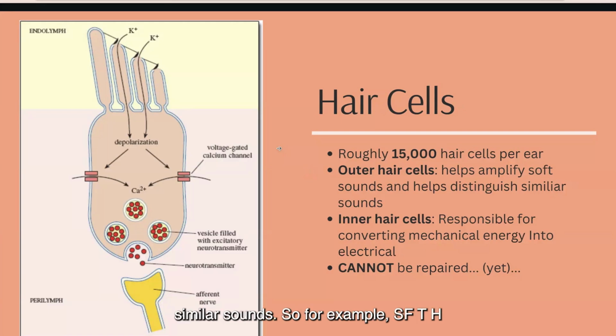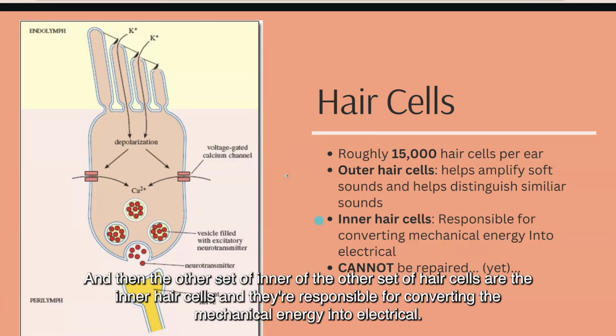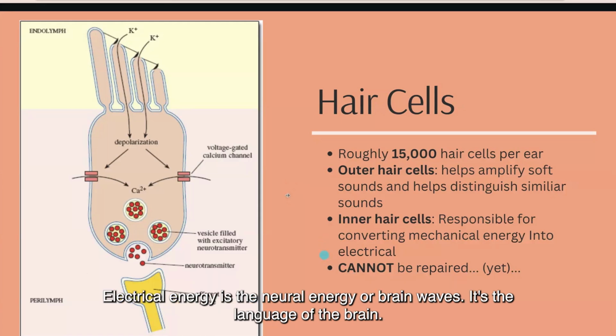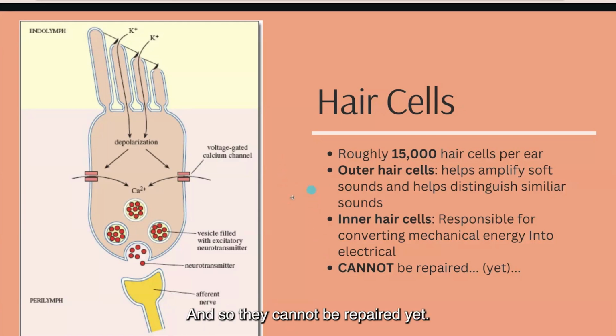So, for example, sit, fit, or the bad word, right? Those hair cells help make those sounds audible, but they also help keep them distinct. And then the other set of hair cells are the inner hair cells, and they're responsible for converting the mechanical energy into electrical energy. Electrical energy is the neural energy, or brain waves. It's the language of the brain. And so they cannot be repaired yet.